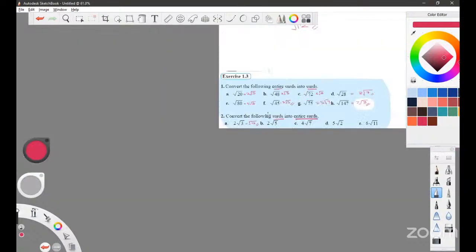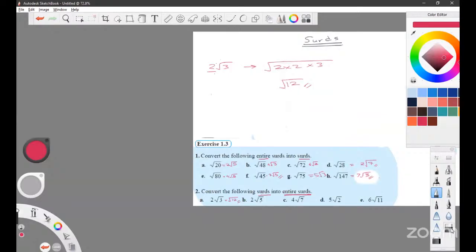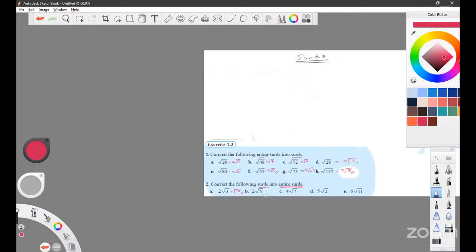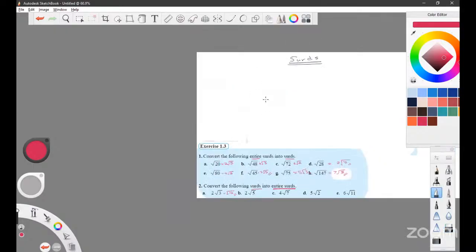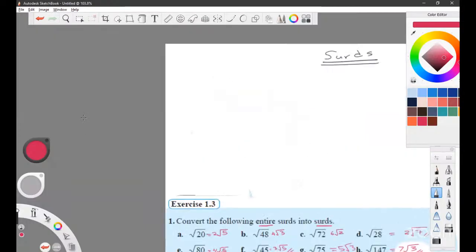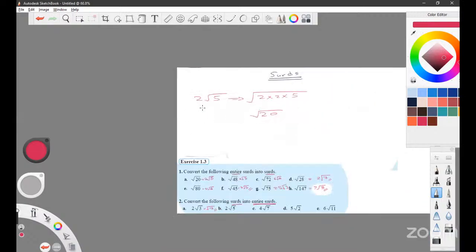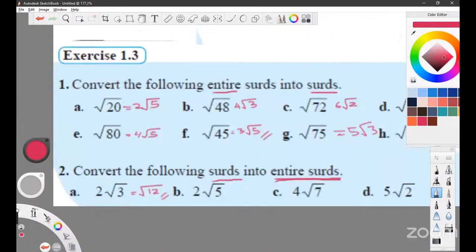Isn't this easy? If you know these things, you can easily work out the questions that you are getting for the exams. First thing, you have to multiply the number by itself and multiply by the number inside the square root. 2 times 2 is 4. 4 times 5 is 20. The answer is square root 20. So that one is easy.